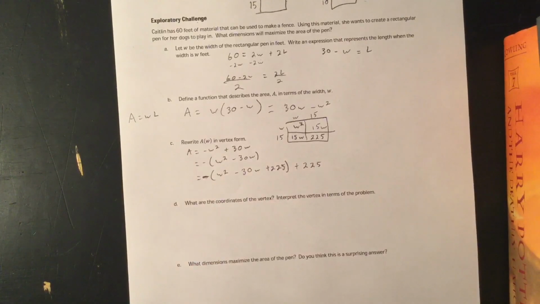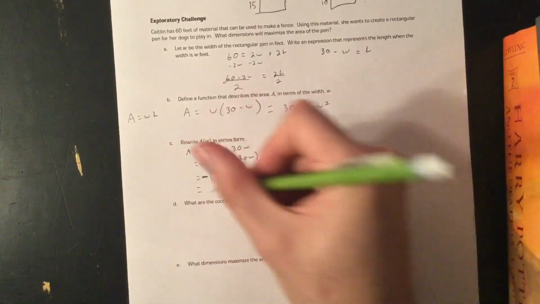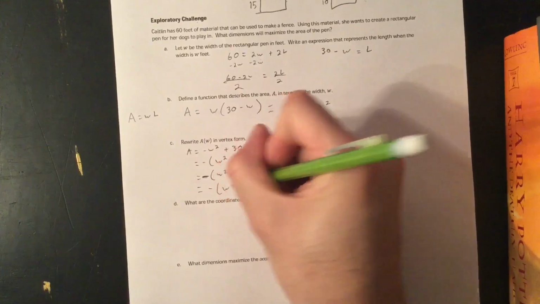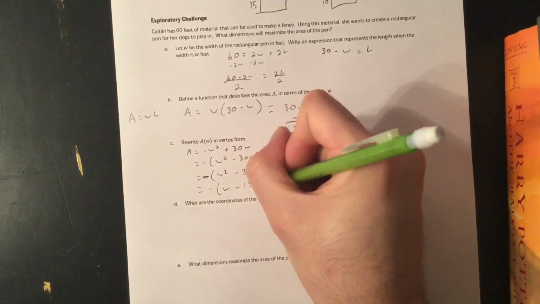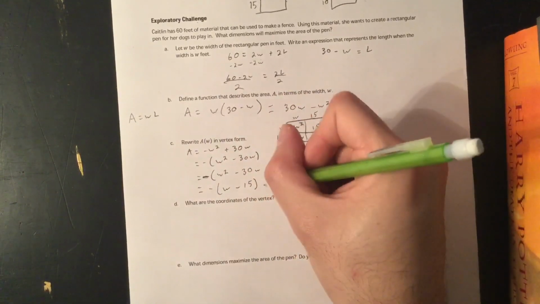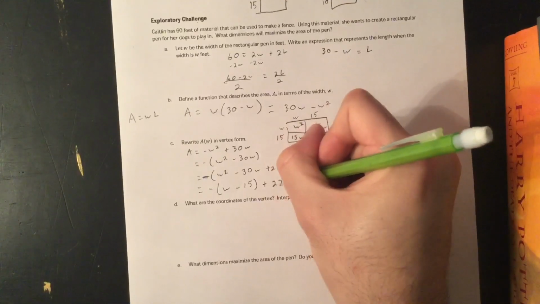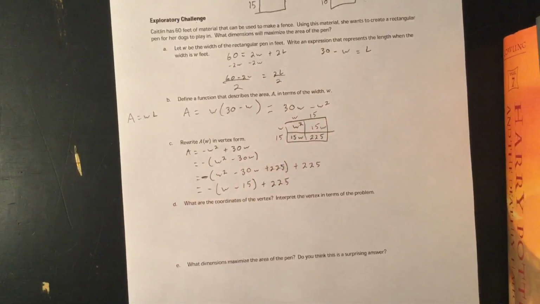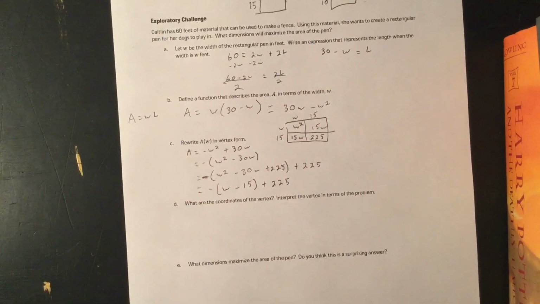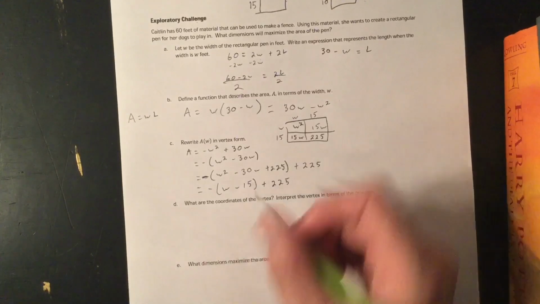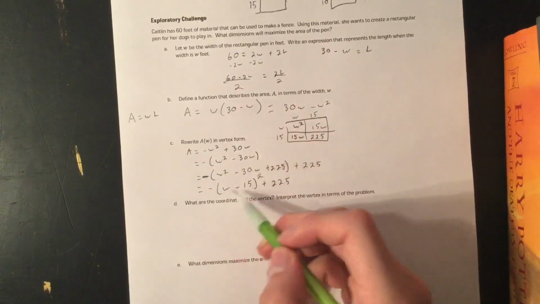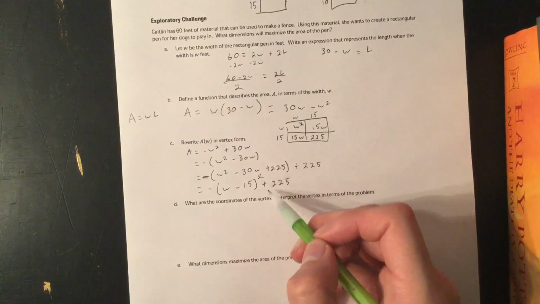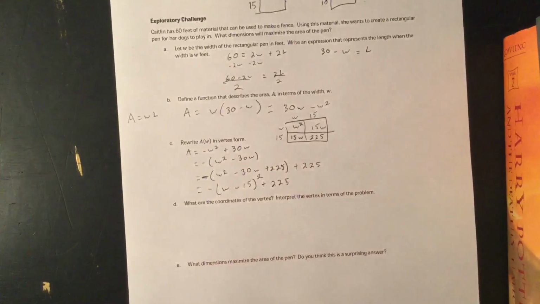So if we reduce it down, we'll get negative, W minus 15, squared, and you also have the plus 225. And so that would be it in vertex form. We had to complete the square, and so now we have negative W minus 15 squared plus 225.